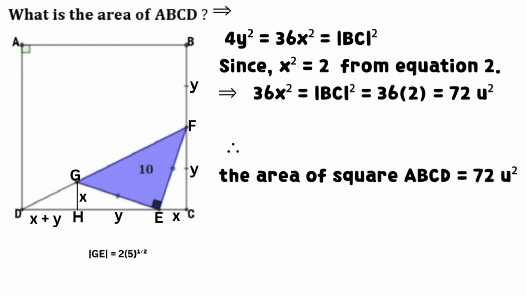Since the square of x equals 2, from equation 2, this implies that 36 times the square of x equals 72 square units after substitution of the value of x and simplification of the result. Therefore, the area of square ABCD equals 72 square units.